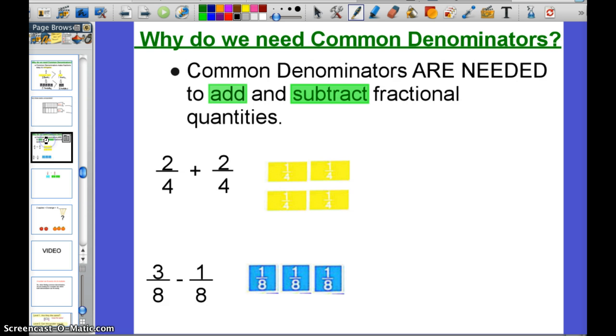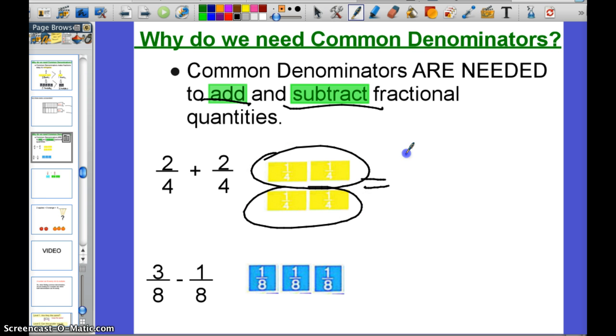Another reason you would want to have common denominators is that they're needed. You cannot go without common denominators when you're adding and subtracting fractional quantities. So you can see here we're adding 2/4 plus 2/4 for a total of 4/4 or 1. Okay? And subtracting, we start with 3/8, we get rid of one of the eighths, and we're left with 2/8.